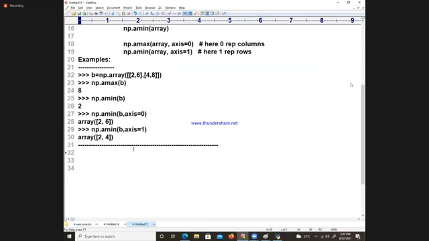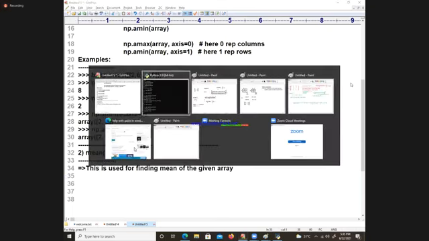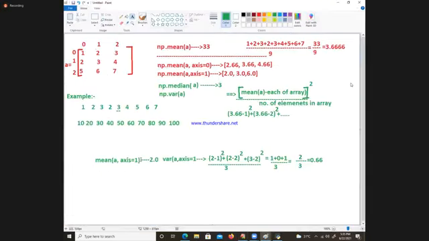Next, mean. The second one I'm going to talk about is mean. I will write it directly. This function is used for finding the mean of the given array. What is the meaning of mean? Sum of all the elements divided by the number of elements. You have already seen this type of calculation here. Right? So come back to the point.